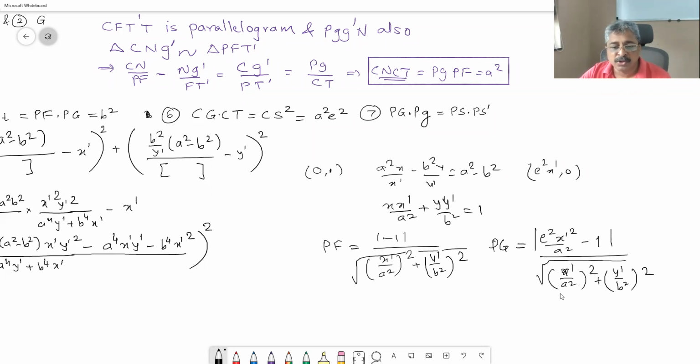So if we multiply these two, PF into PG, we should get b square now. So this is distances, and then after multiplying these two, the denominator gives x dash upon a square, bracket square, plus y dash upon b square, bracket square, in the numerator and denominator, and in the numerator you have e square x dash square minus a square upon a square. Is this equal to b square?